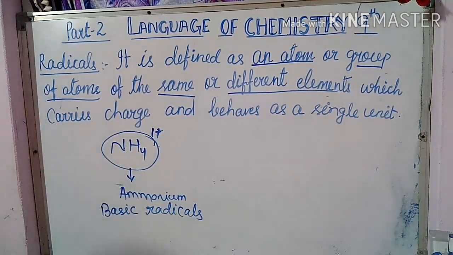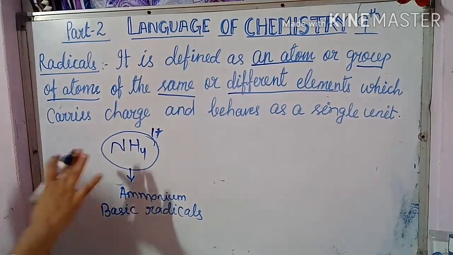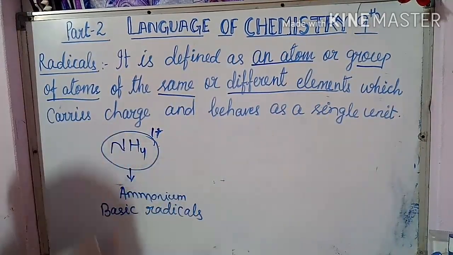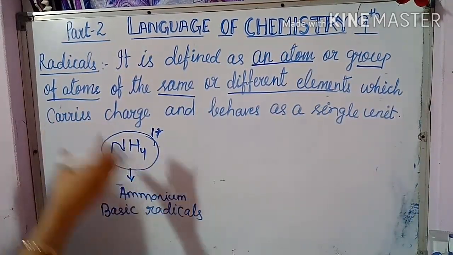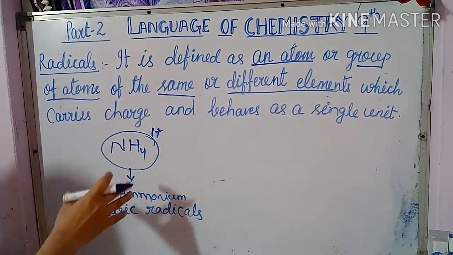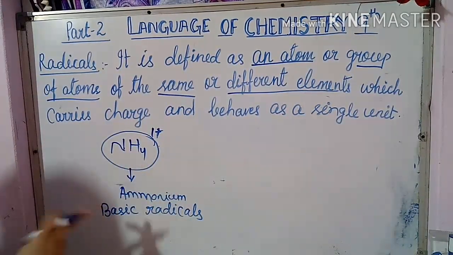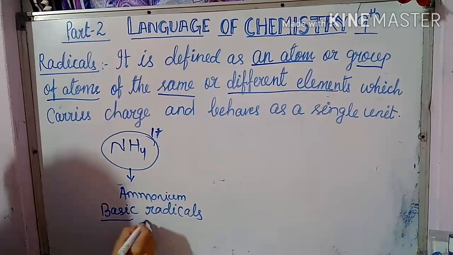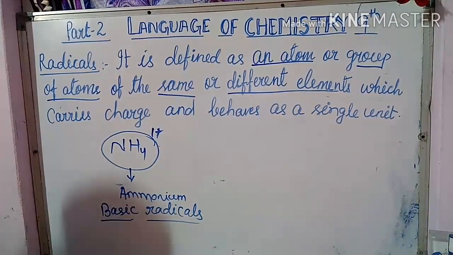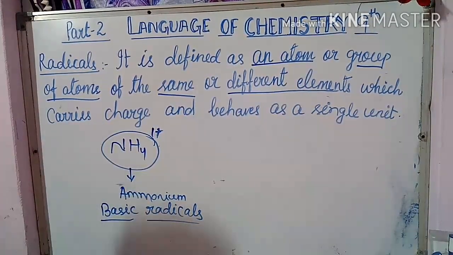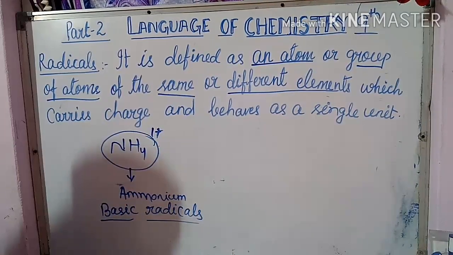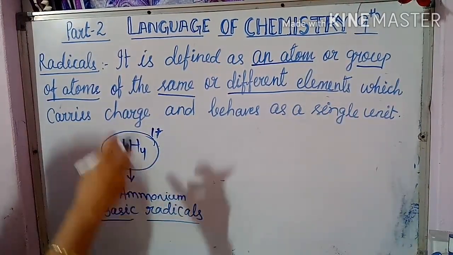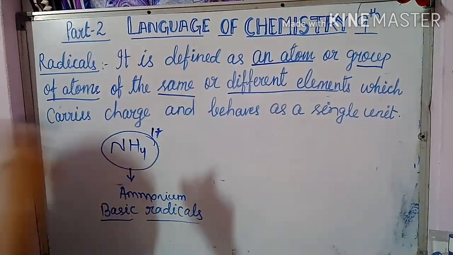The other name is basic radicals, meaning they have a positive, electropositive nature, which means they are donating. The group of atoms or single atom with an electropositive nature, or cation, is known as a basic radical. Now, taking the next type, the minus electronegative radical, which is made of different types of atoms that form a group.